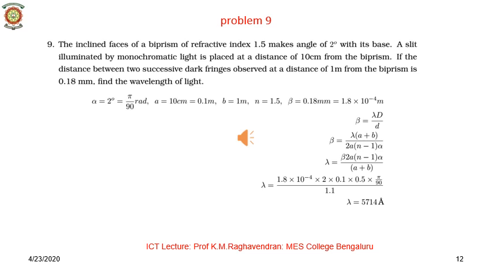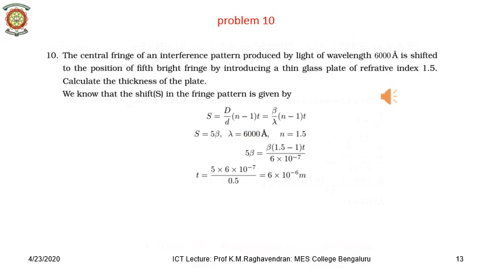Beta is equal to lambda into (a plus b) divided by 2a into (n-1) times alpha. Rearranging step: ಈ ಫಾರ್ಮುಲಾನ ನಾವು ರೀಅರೇಂಜ್ ಮಾಡಿ lambda is equal to beta into 2a into (n-1) into alpha divided by (a plus b) ಬರಿತೀವಿ. Rest I don't really have to explain. We substitute the values of all the quantities for lambda, solve and obtain the answer 5714.